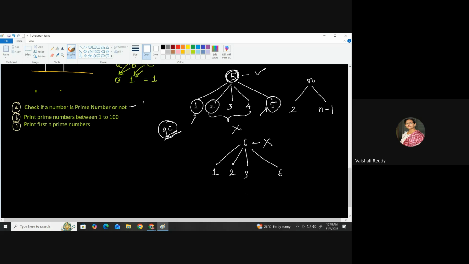Why proceed up to n, right? We can stop at n minus 1. Every number is divisible by itself, so we don't have to go up to that point. So that is my formula. So let me write here: for i in range, you start with 2. Now we have to proceed up to n minus 1. So what should I write here? Can I write here n? Because I have to proceed up to n minus 1 only.